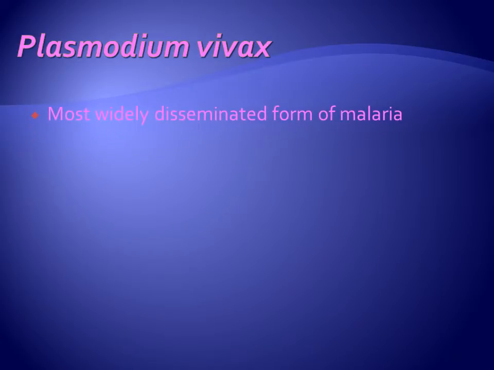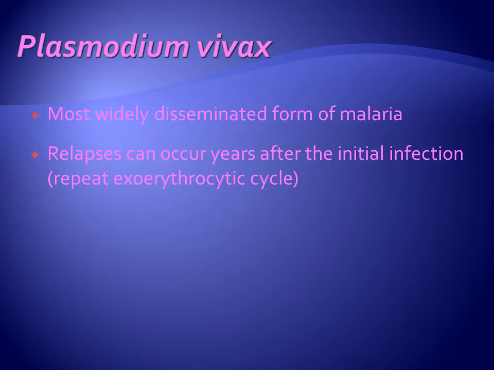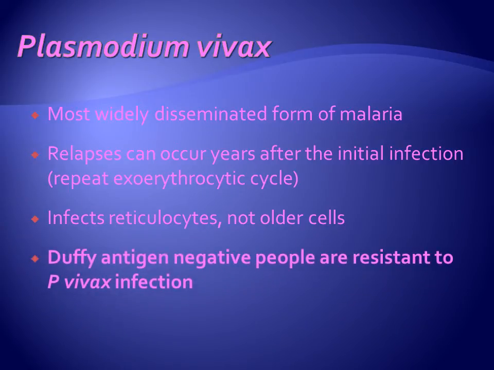Plasmodium vivax is the most widely disseminated form of malaria. People with P. vivax infection can suffer relapses many years after their initial infection. This organism infects the reticulocytes, not the older erythrocytes. An interesting note is that there is a genetic correlation with P. vivax. We know that people who lack the Duffy antigen on their red cells are resistant to P. vivax infection.